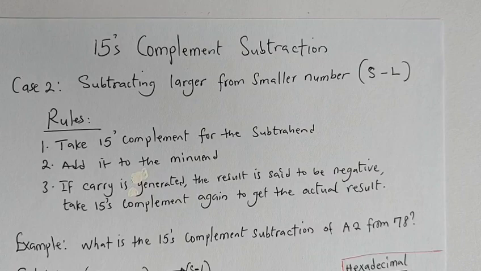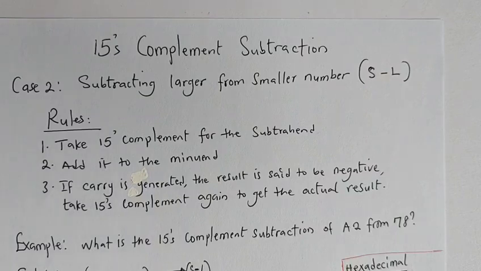It says for this case 2 we have to take the 15 complement for the subtract n. In the previous video I explained to you what subtract n is and what minus n is. Once you obtain the result by taking the 15 complement for the subtract n, you need to add that result to the minus n, which is what rule 2 says. So you're adding the result from step 1 to step 2.